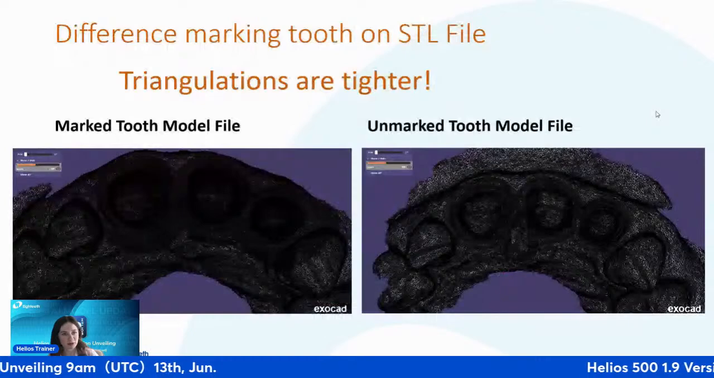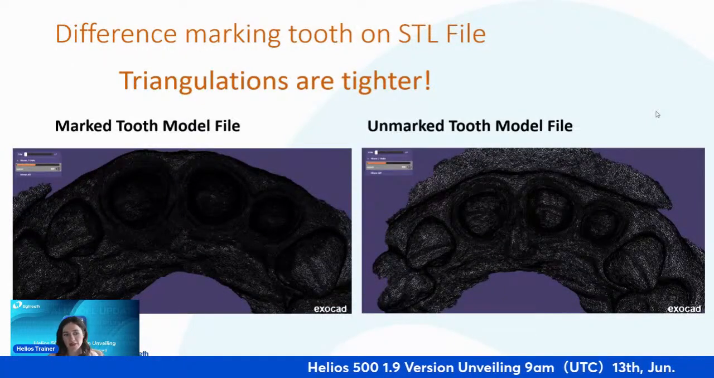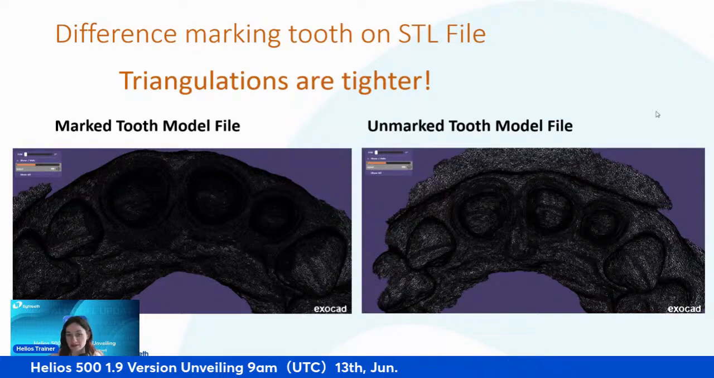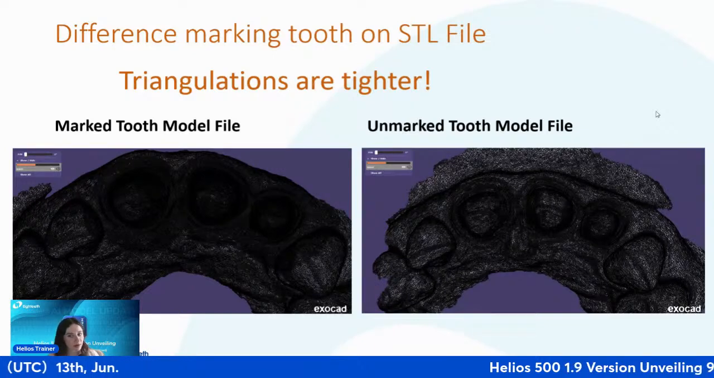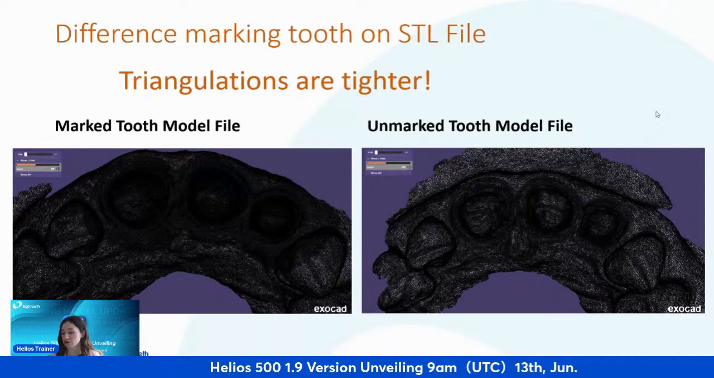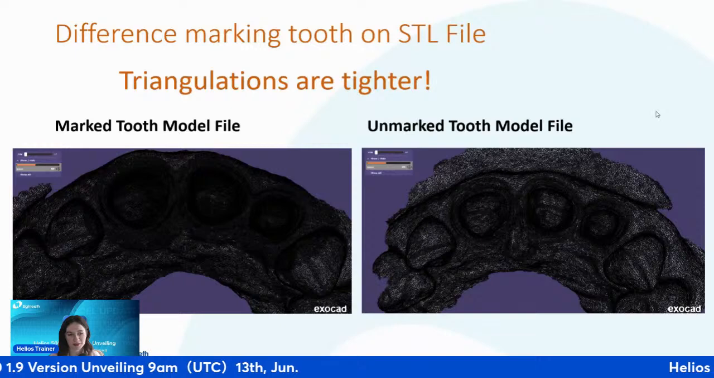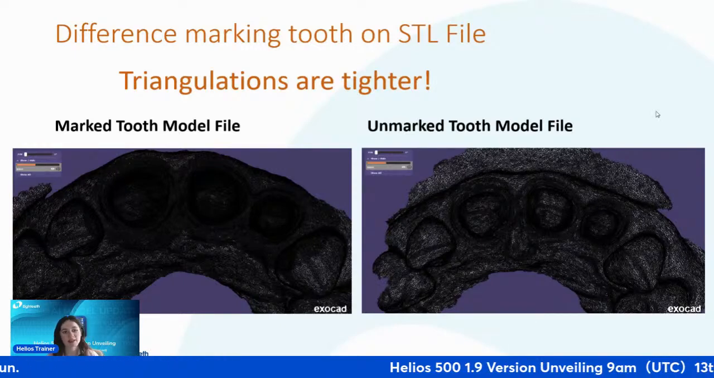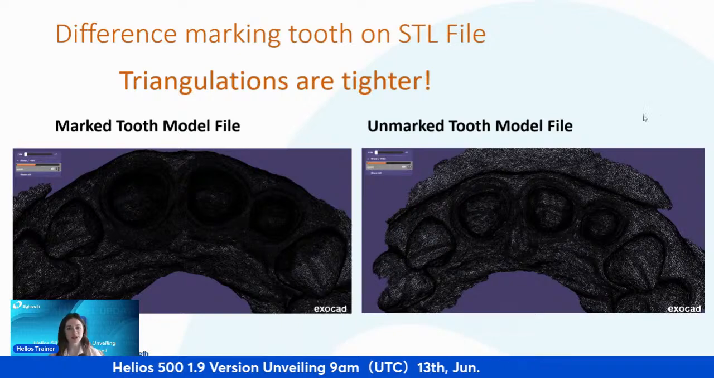Let me show you one more. The difference of marking tooth on the STL file. This is the left corner. You are going to see more dark, which means high resolution. And in the right picture, this is the same model with the unmarked tooth model file. This is the difference if you desire high resolution for your preparations. So you can easily mark the tooth on the model and it will render higher. All right. I hope it was helpful.